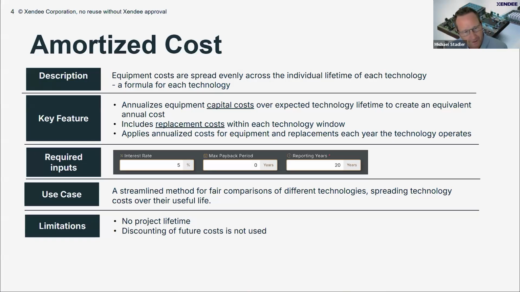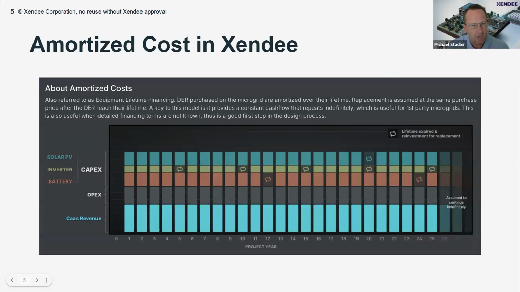So one other thing on this is, as I already said, there's no project lifetime in amortized capital costs. We just use the lifetime of each individual technology, and we'll see this later on. So next slide, please. So amortized costs in Xendee.